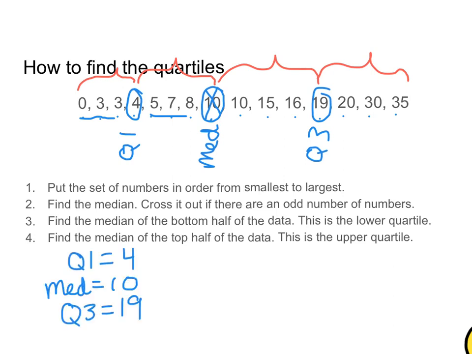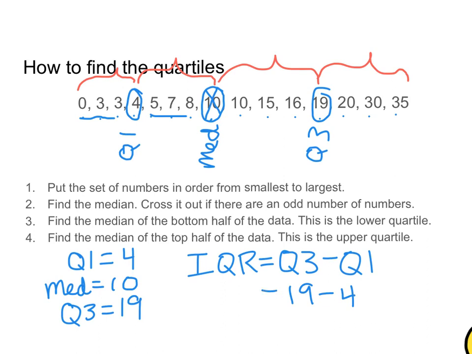And so tomorrow you're going to learn how to make a box plot, but today you're also going to learn how to find what's called the IQR. So you wrote down on the previous page that that was the difference between the first and the third quartile. So in shorthand, the IQR equals the third quartile minus the first quartile. In this case, that would be 19 minus 4 gives us 15. So the IQR of this data set is 15.